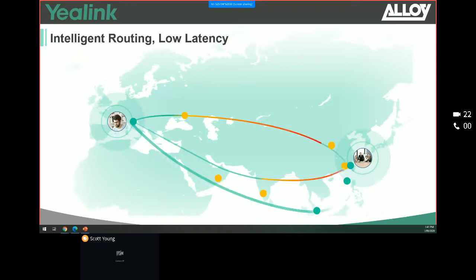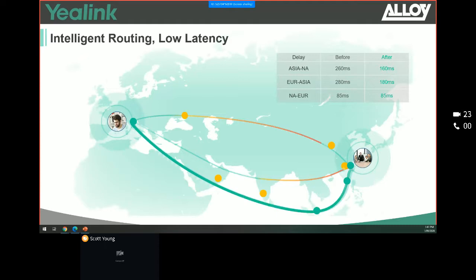Okay, so going back to the RTN nodes. What the RTN nodes do is basically route the RTP traffic and keep the RTP traffic local to your region. Before Yealink implemented the RTN nodes, the latency between some of these dispersed locations, for instance from Europe to Asia, was around 280 milliseconds. But once they've implemented the RTN nodes, we can connect anywhere around the world with a latency of less than 200 milliseconds.